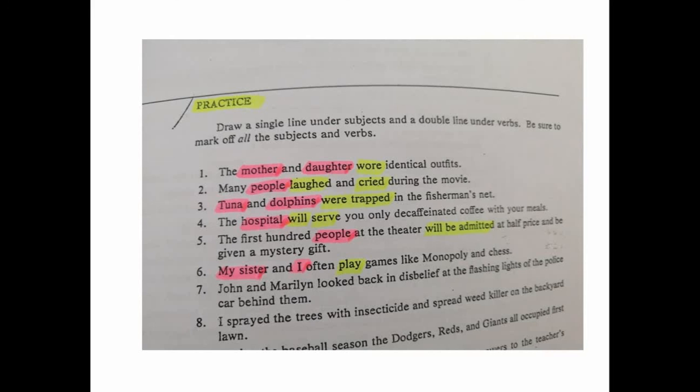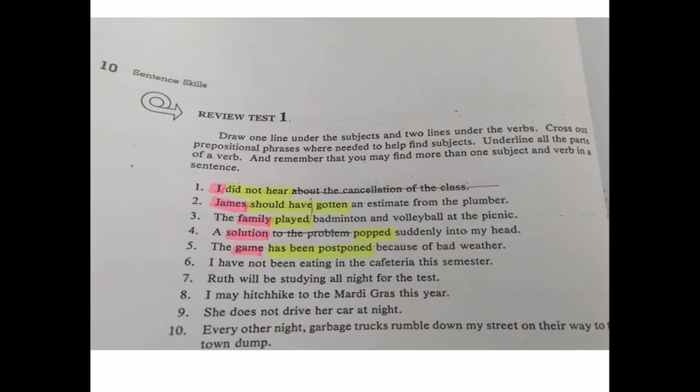So, who plays games like Monopoly and chess? My sister and I. So, my sister and I are the subject, the compound subject of the sentence. My sister and I what? Play. So, play is the verb of the sentence. Okay? You do the rest of the exercise.